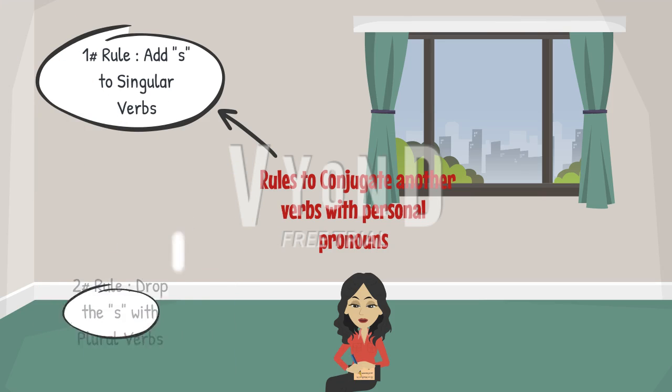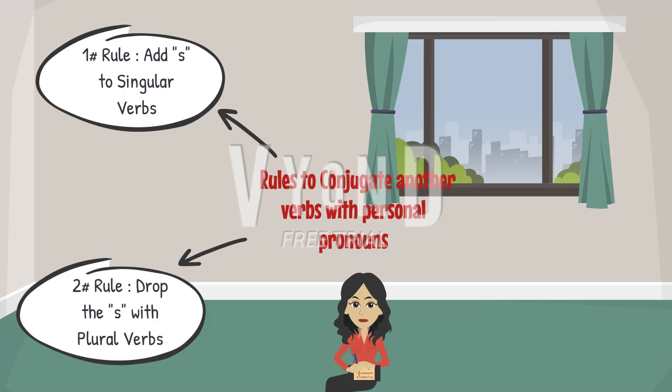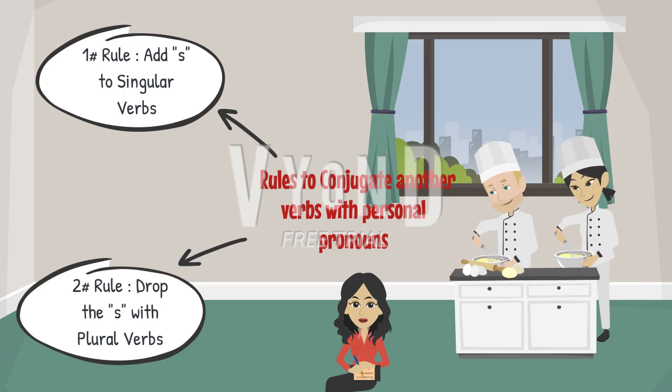Rule number 2. Drop the S with plural verbs. In many instances, the reverse goes for plural nouns and pronouns. When it comes to plural nouns, you drop the S you added to create the singular form of the verb to create its plural form. For example, Mary and John bake cookies.